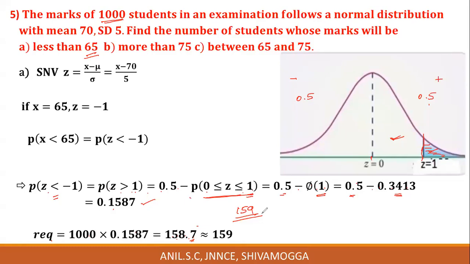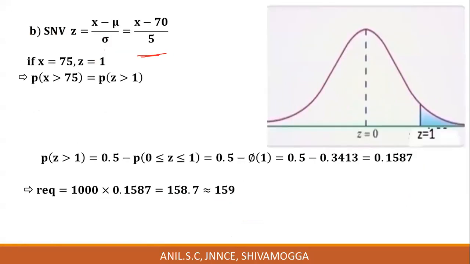Next, second case. What is the second case? More than 75. Z remains unchanged. Z is equal to x minus 70 divided by 5. Required is P where x is greater than 75. If x is equal to 75, what will be the value of Z? 75 minus 70 is 5. 5 divided by 5 is 1.